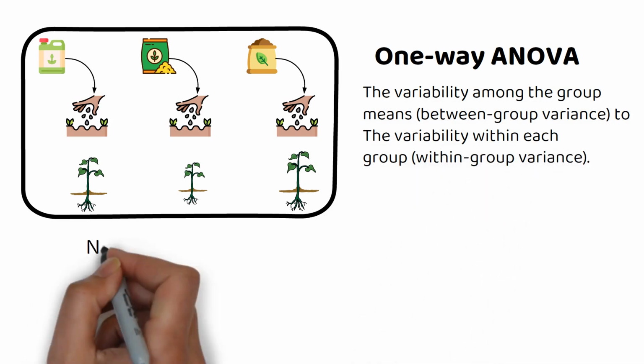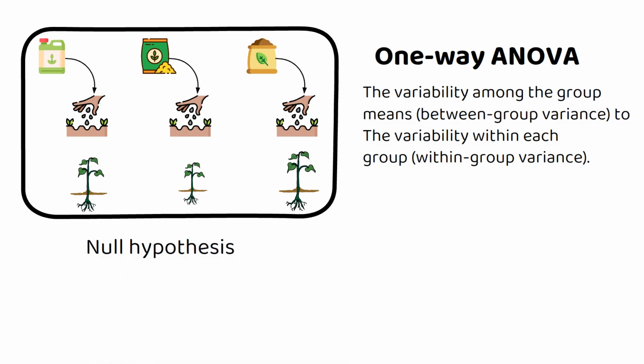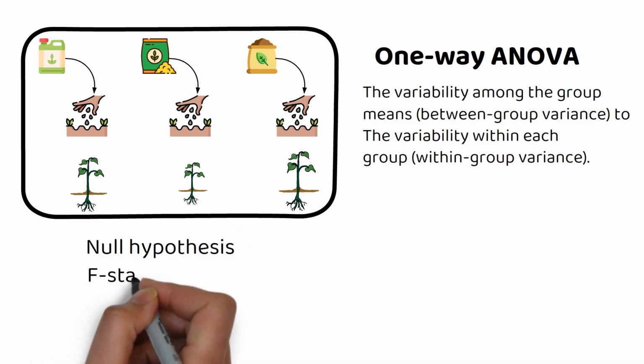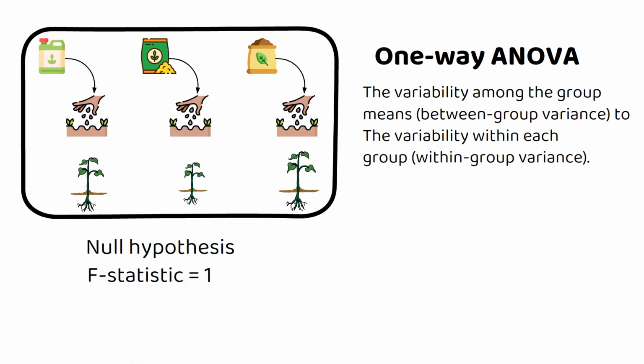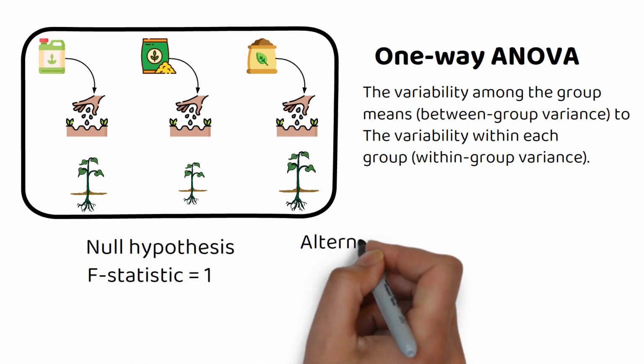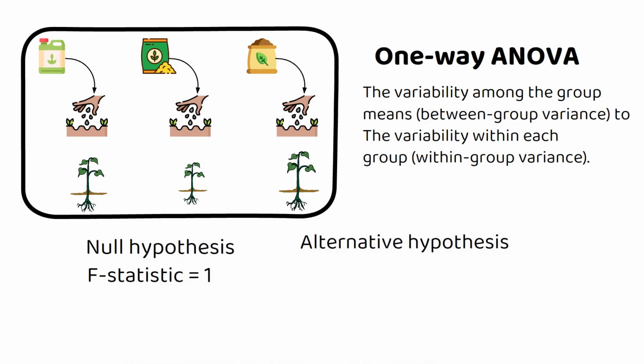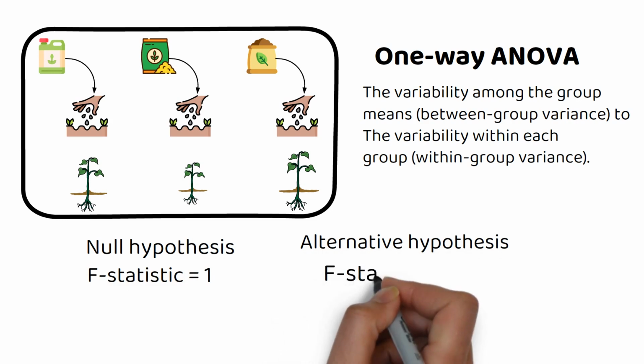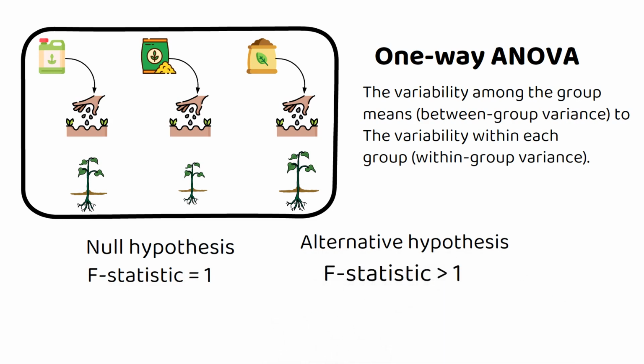To determine whether the differences in growth are statistically significant, i.e., not due to chance, she could perform a one-way analysis of variance. This analysis would produce an F statistic, which represents the ratio of the variability among the group means, which is the between-group variance, to the variability within each group, the within-group variance. If all fertilizers have the same effect, the null hypothesis, the F statistic would be expected to be close to 1. If, however, one or more of the fertilizers is different, the between-group variance would be larger, leading to an F statistic greater than 1.